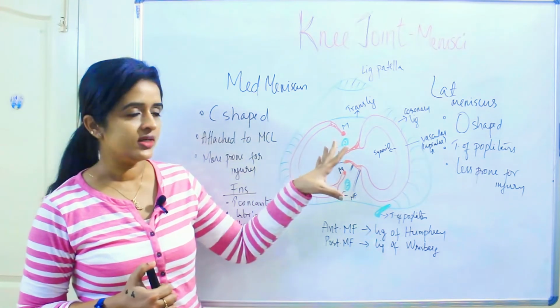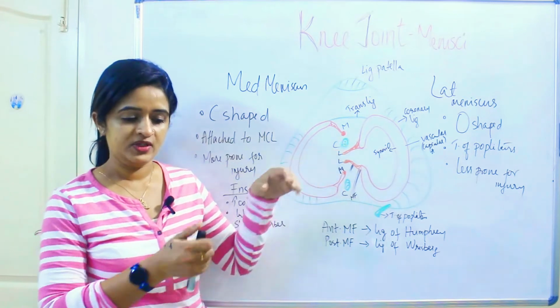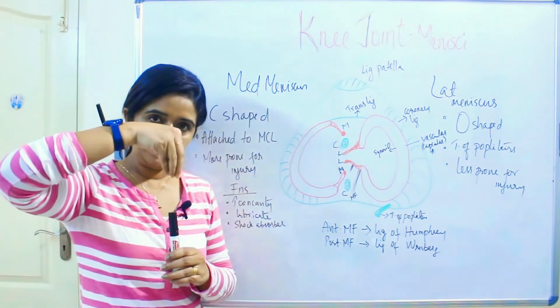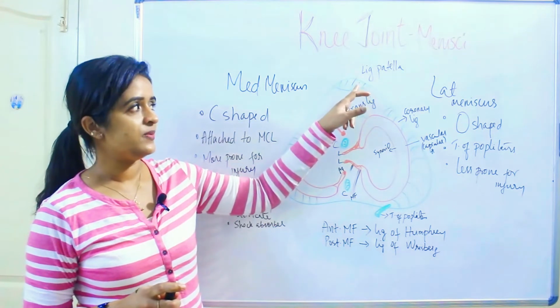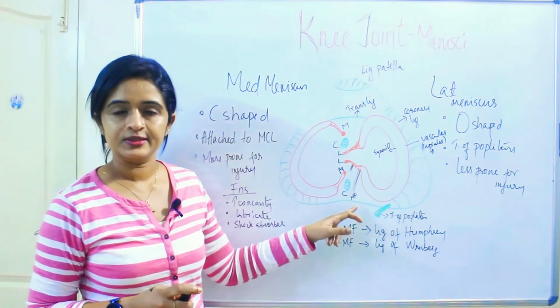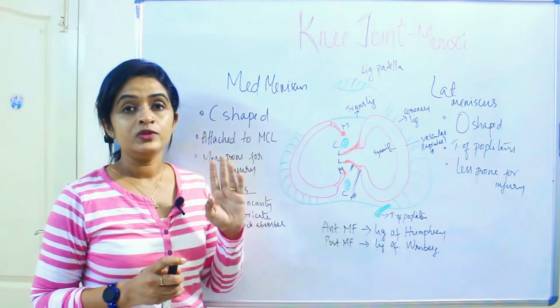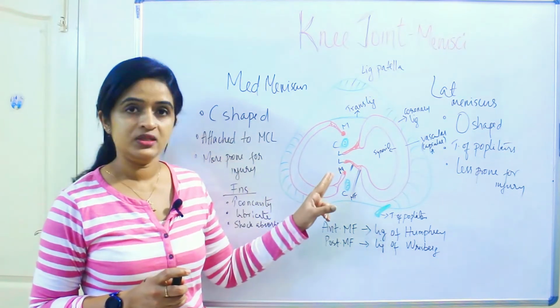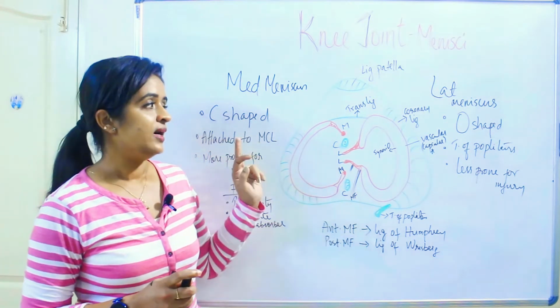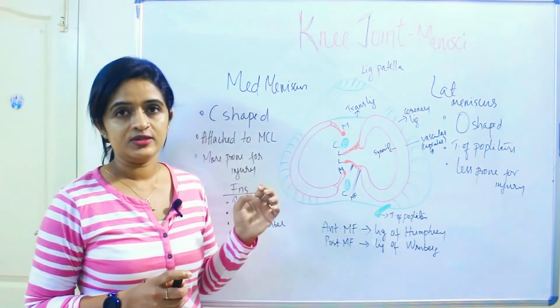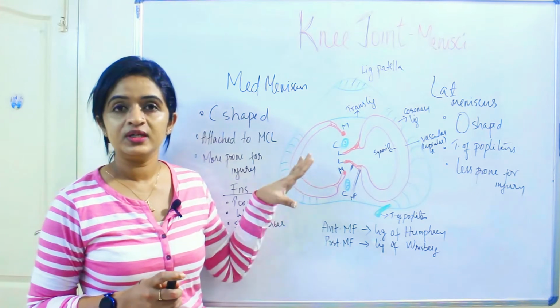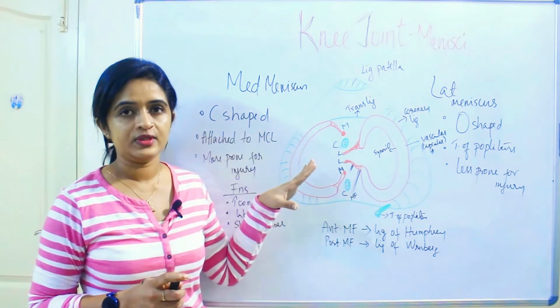So when you look, this will be the superior aspect. If this is the tibia, as you look from above, this is how you see. You can see the anterior aspect is this and posterior aspect is this. And we have two important structures in the superior surface of tibia, that is the medial meniscus and the lateral meniscus. They are fibrocartilaginous discs which are seen on the superior surface of tibia, the articular surface of tibia.